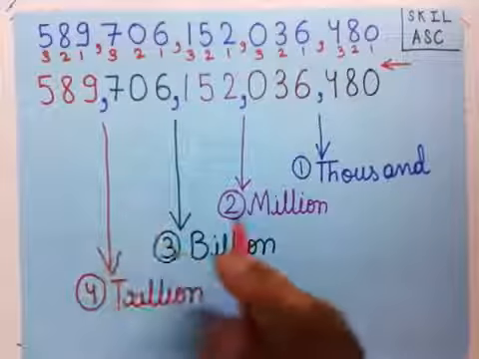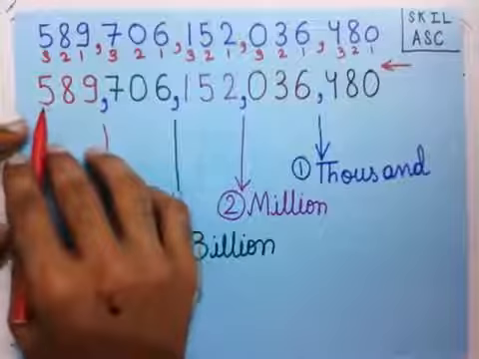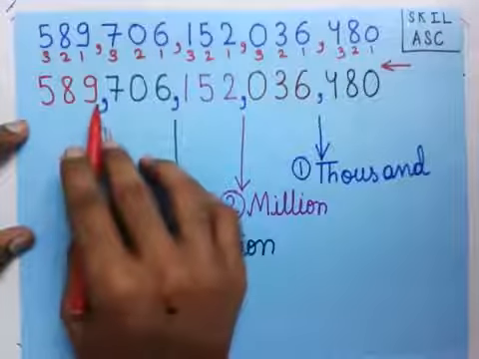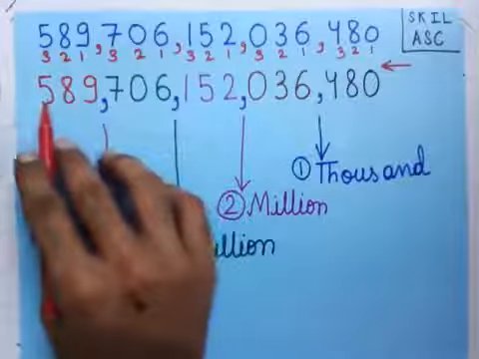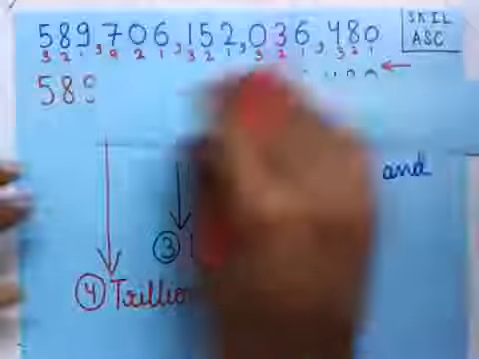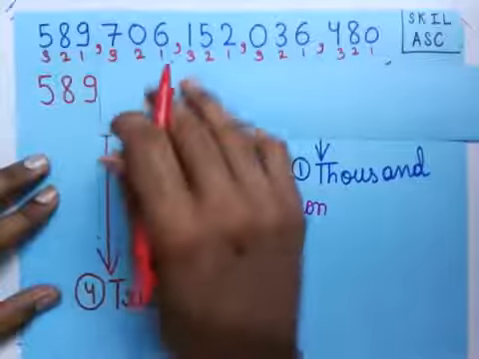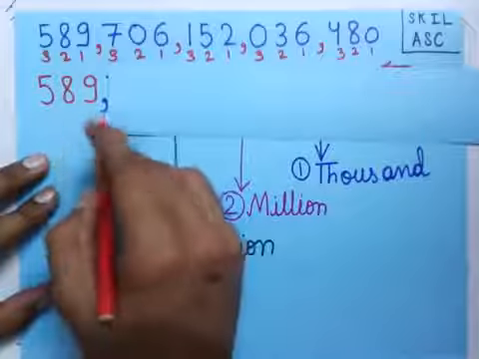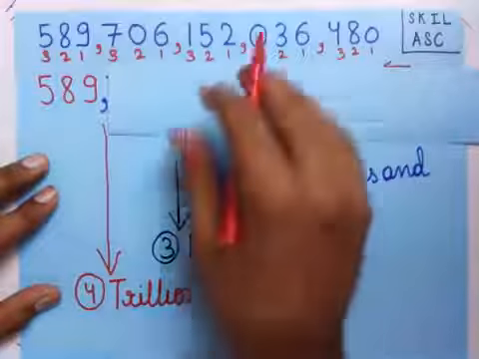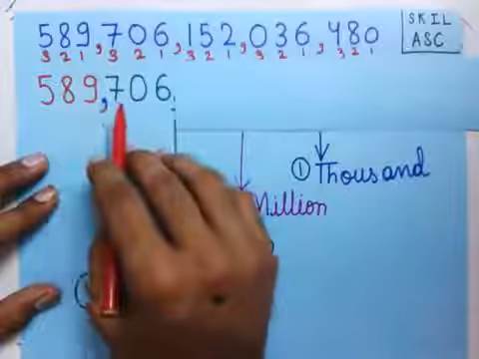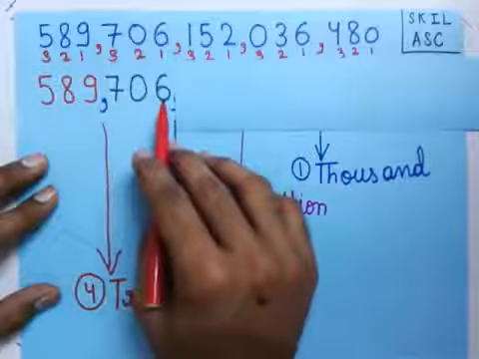Now you see, this is a new and smaller number. We can read it. We read it as 589. Then we go ahead, we find a comma. We read it as trillion. Then we go ahead, we read it as 706.